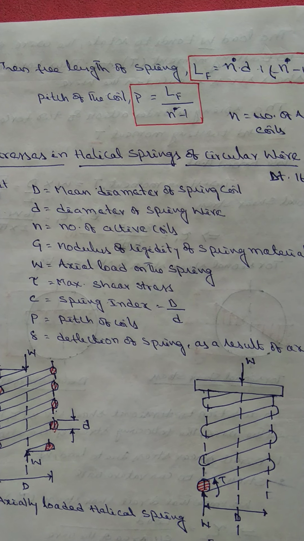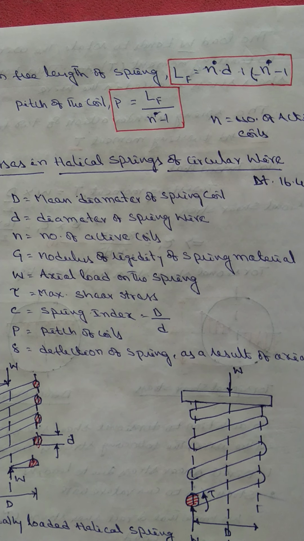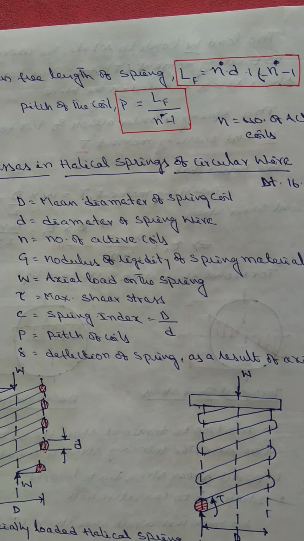d is the mean diameter of the spring wire, we know. N is the number of coils, we know that. Earlier we defined all the terms and terminology. G is the modulus of rigidity of the spring material. W is the axial load, and another one is tau, the maximum shear stress.